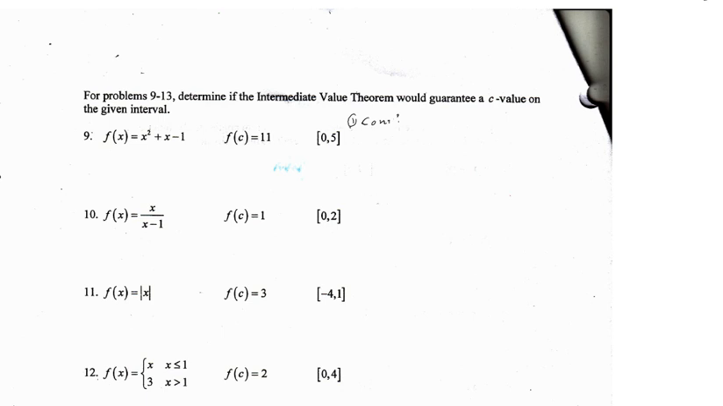Yes, continuous. 2, is 11 between f of a and f of b? So I have to plug those in. f of 0 is 0 plus 0 minus 1, which is negative 1. Great. And then plugging in a 5: 5 squared is 25 plus 5 minus 1 is 30 minus 1 is 29. So negative 1 to 29, yes. So we're good. We can guarantee that there is a value c somewhere that equals 11. Great.